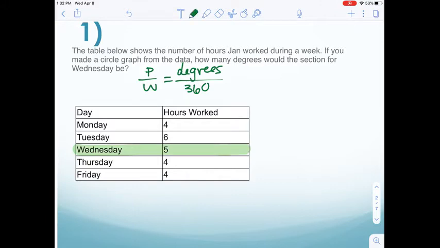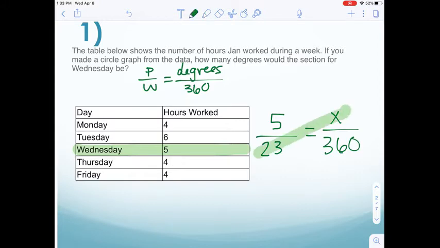So I know my part for Wednesday is 5 hours. To figure out how many hours total were worked, you're just going to add all these up. So 6 plus 4 is 10, plus 5 is 15, plus 4 is 19, plus 4 is 23. So 5 over 23 equals, we don't know the degrees, that's what we're solving for, and we know a circle has 360 degrees total. From there, I'm going to cross multiply.